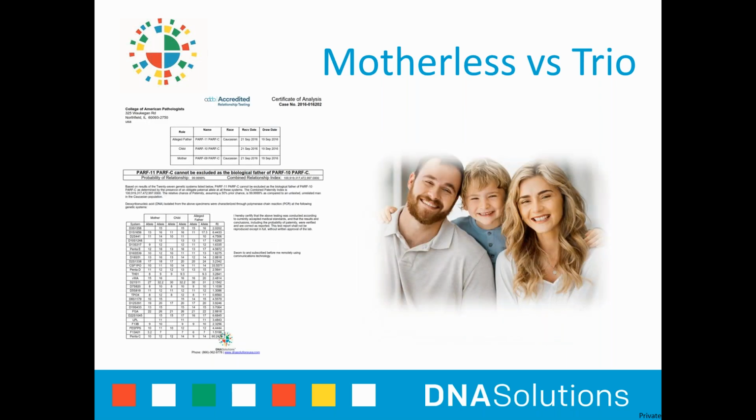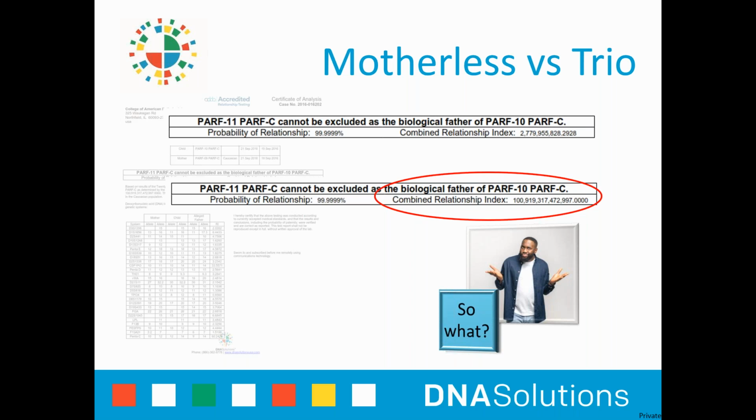Now we generally ask for the mother too. So here's that same test as a trio, with the mother added as well. We always want to include the mother if we can. And so here's the combined relationship index and the probability of relationship for the trio with the mother, same test. The CRI went up, right? Now it's in the billions. It's in fact about 36,000 times higher than it was. That's because for some of the markers, we have even greater certainty that they came from the alleged father, as we know where the other allele came from, the maternally derived one.